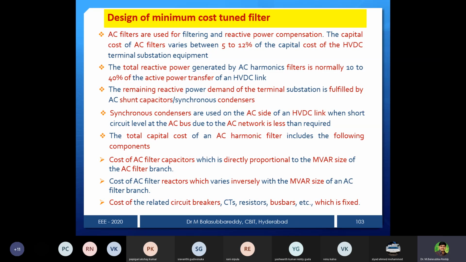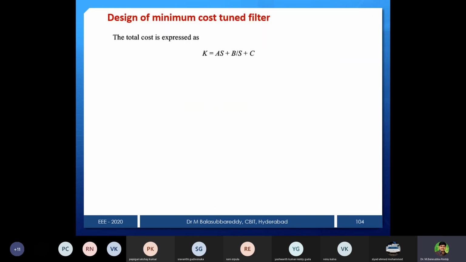So these are the total three costs involved in a tuned filter. Now the total cost I am expressing as K. At the moment there is an empirical relation like that, which I am telling directly, but I will derive after this slide how we got this expression.